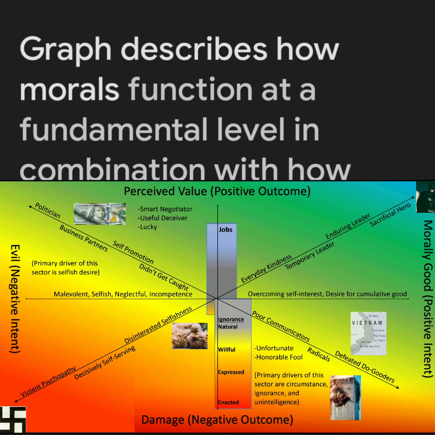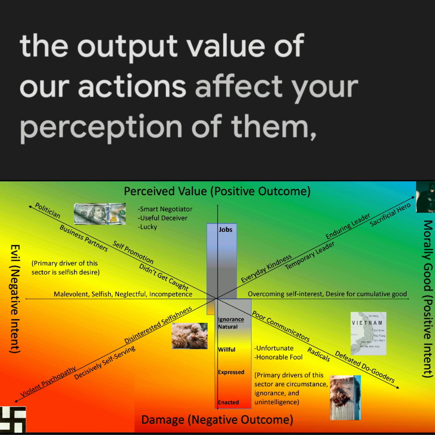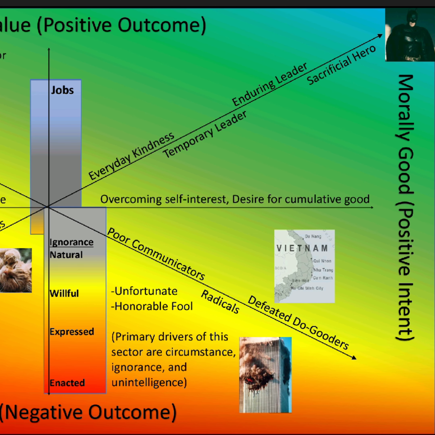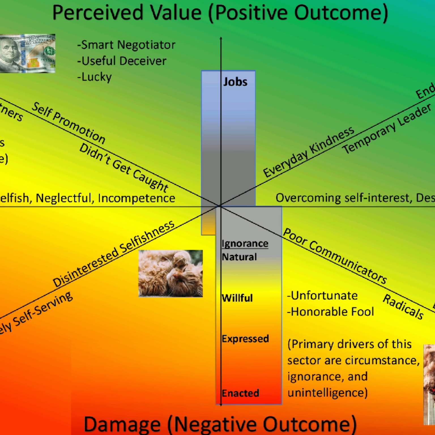This graph describes how morals function at a fundamental level in combination with how the output value of our actions affect your perception of them. Notice that the actual morality of your actions is entirely determined by your intentions and has nothing to do with whether or not your actions are helpful or damaging.